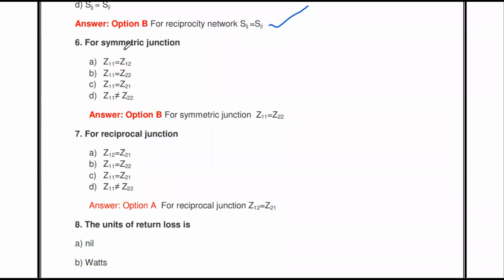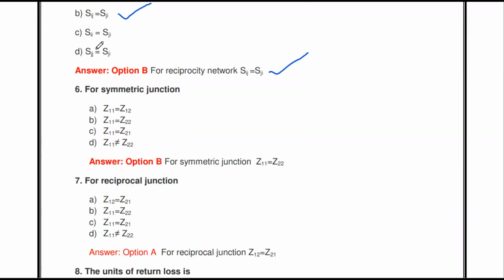Then the next one: for a symmetric junction, which one is true? Here we have Z11, Z22, Z12. These are all Z parameters. S means the scattering parameter, similarly Z11, Z12 means the Z parameter or impedance parameter. For a symmetric junction, which condition is true? For a symmetric junction, Z11 value is always equal to Z22. So B is the answer. Z11 and Z22 values are equal for a symmetric junction.